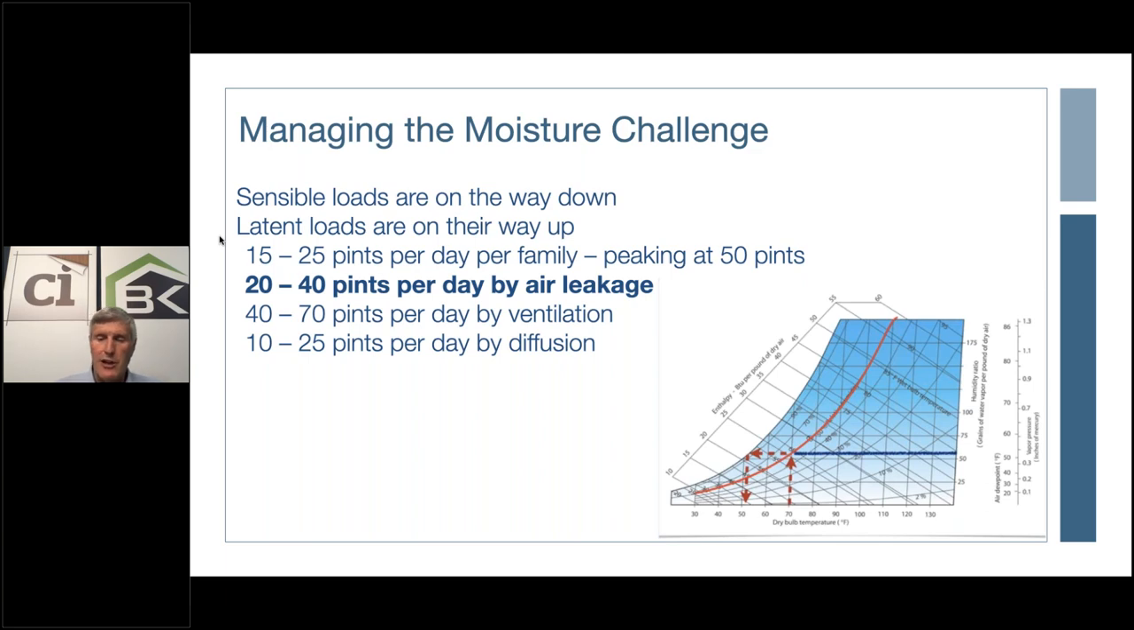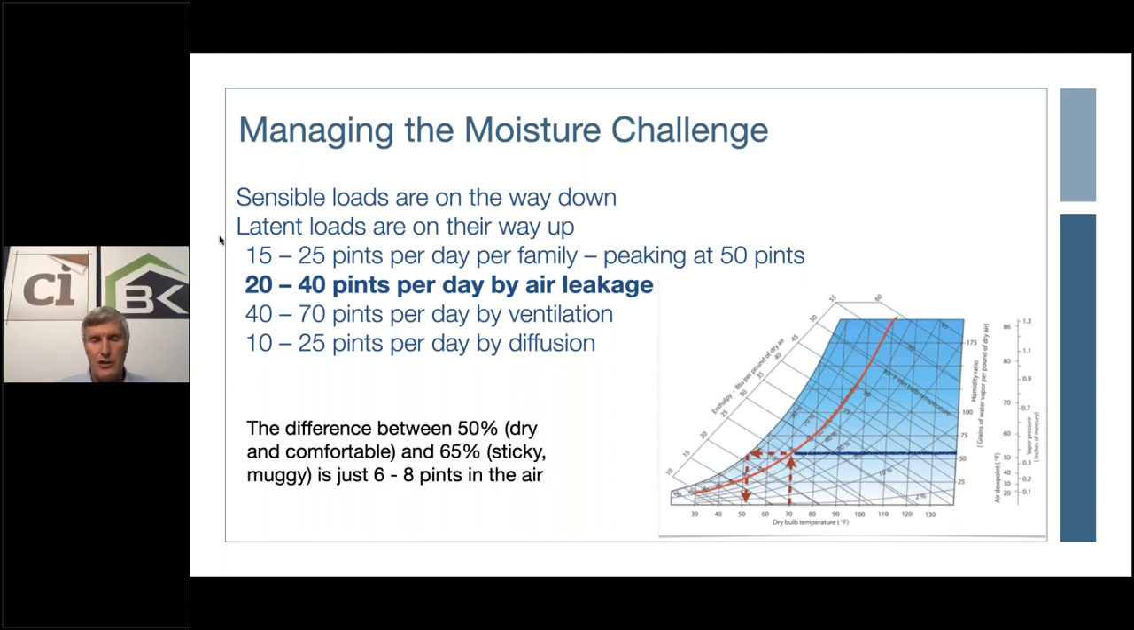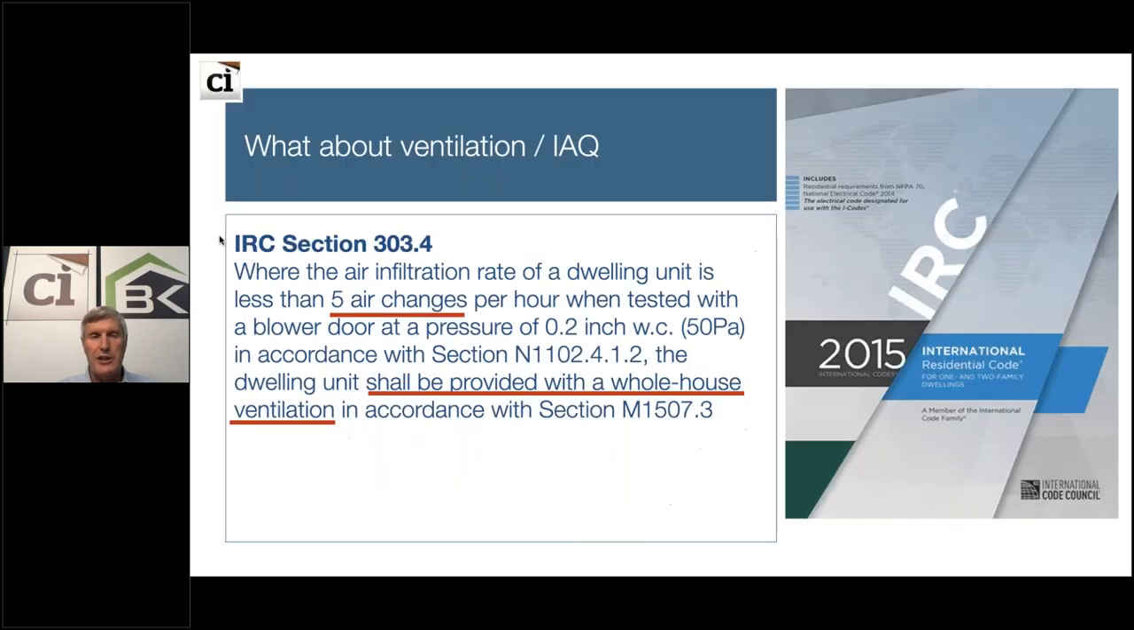So you're starting to see these optimization challenges. And as a little example, the difference between a really nice dry, comfortable 50% RH and a sticky, muggy 65% RH is just 6 to 8 pints per day in the air. So by simply reducing the amount of moisture that's coming in via air leakage, you can take a house from sticky and uncomfortable down to pretty manageable and dry. So keep those things in mind.